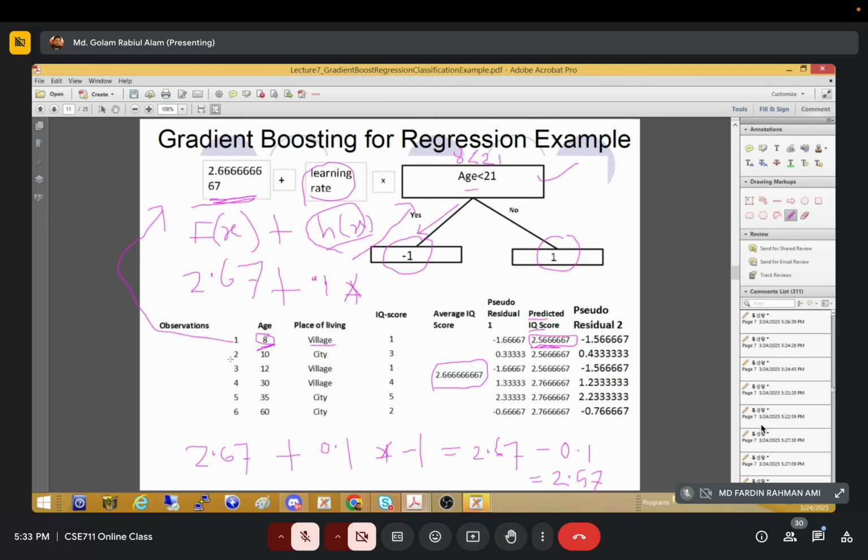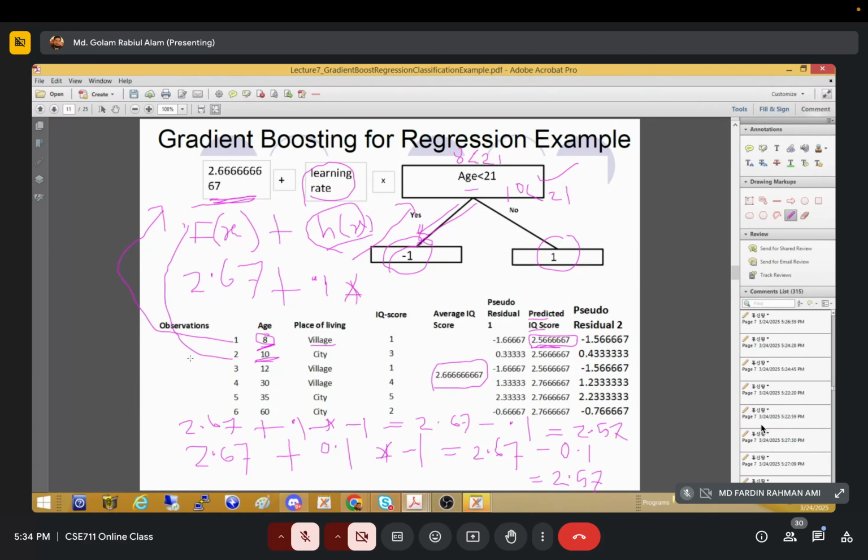Then pass the second instance here, and we can see it will be 2.67 plus 0.1 times, the age is 10. 10 less than 21. Is it true? Yes, true. So it will move in this direction. And here is the negative one. That means the negative one will be here. And then it will be 2.67 minus 0.1. So it will be 2.57.